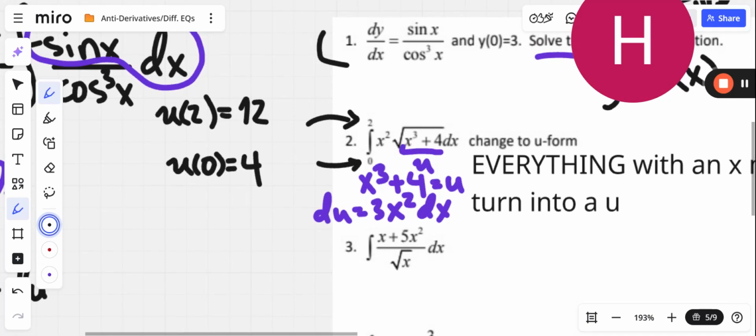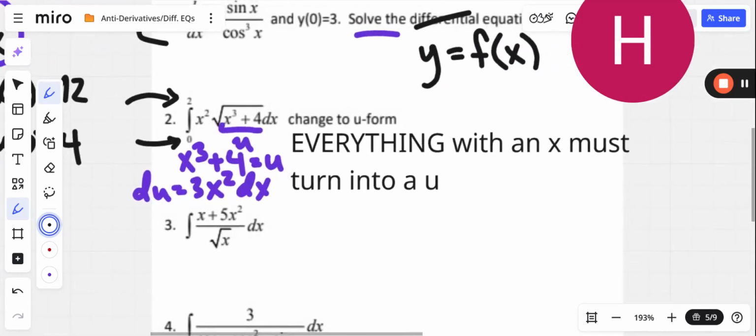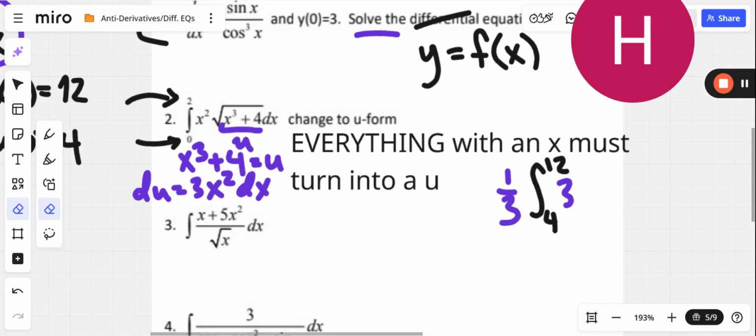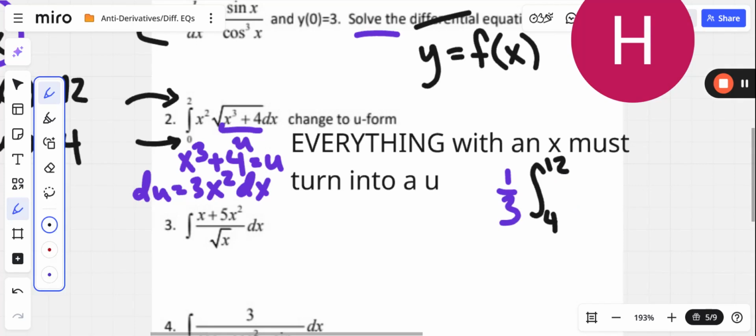So one last thing we have to do to change this integral. Notice that we don't have 3x squared. We do have x squared. So we're going to go from 4 to 12. Those are the new limits. We need a 3x squared to be in front. So we would have had to multiply by 3, which means we would have had to also divide by 3 on the outside. And now we can simply replace this as square root of u du.